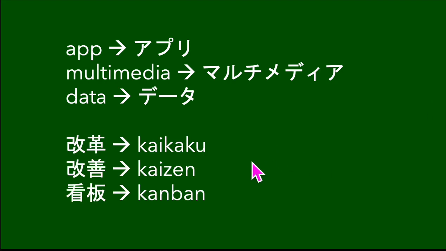Okay, we have some examples from Japanese to English as well. You might be surprised to learn that words such as kaikaku, kaizen, and kanban are commonly used in business circles in the English language. Some of these words you might even be able to find in the English dictionary. Why don't you check? We can find lots of material written about kaikaku, kaizen, and kanban in English as it pertains to efficiency and productivity in the workplace.